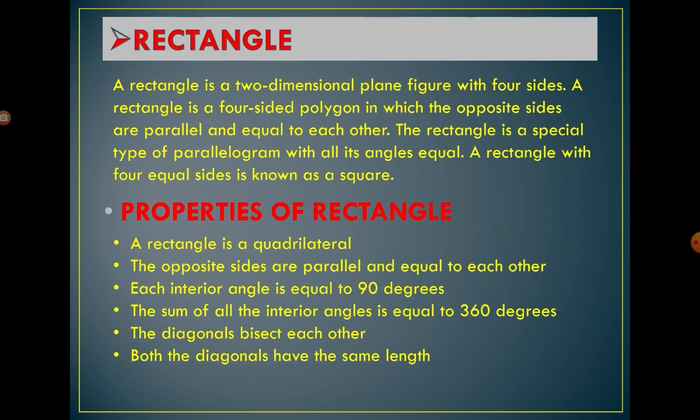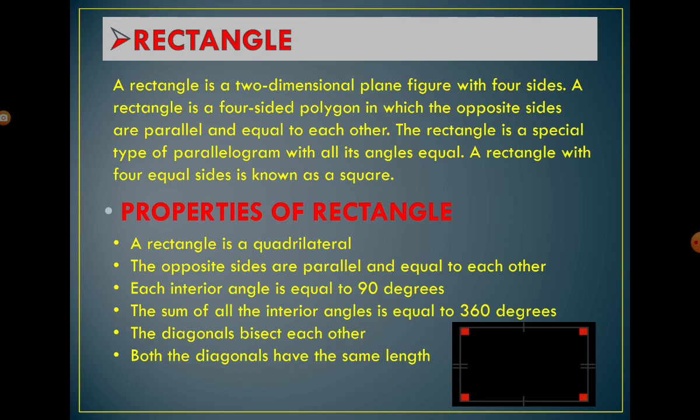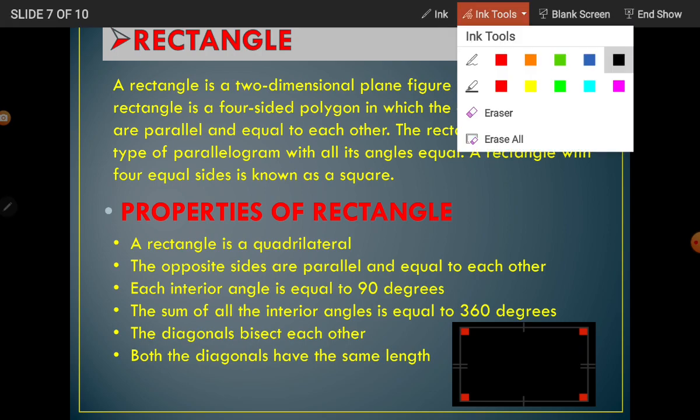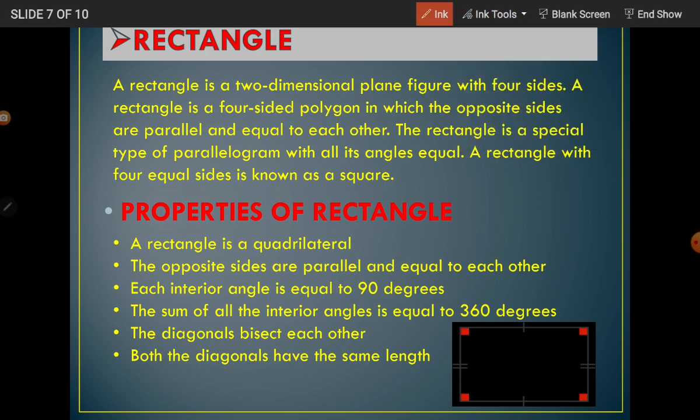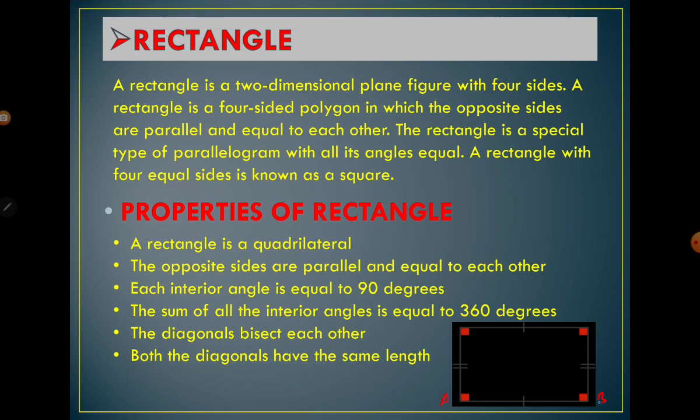So what is a rectangle? A rectangle is a two-dimensional plane figure with four sides. Like here I have points A, B, C and D. So ABCD is my rectangle with two opposite sides equal. Side AB should be equal to side CD, and side BC should be equal to side AD. Opposite sides are parallel and equal to each other.